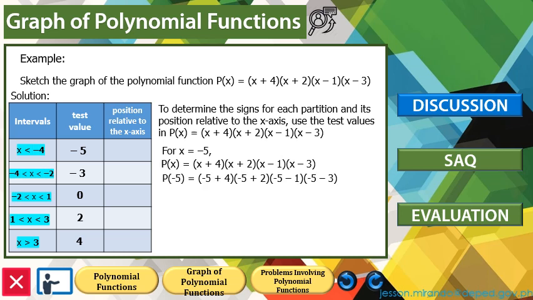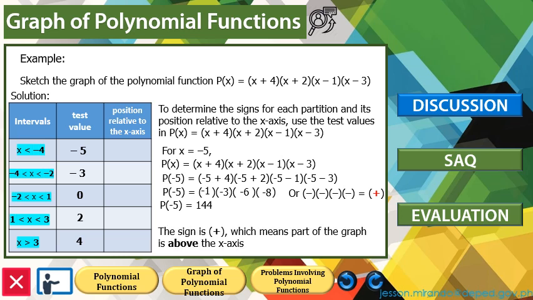Solve and simplify. -5 plus 4 is -1. -5 plus 2 is -3. -5 minus 1 is -6. And -5 minus 3 is -8. Then p of -5 equals 144. Or use only the sign of each factor: negative times negative times negative times negative is positive. The sign is positive, which means part of the graph is above the x-axis.